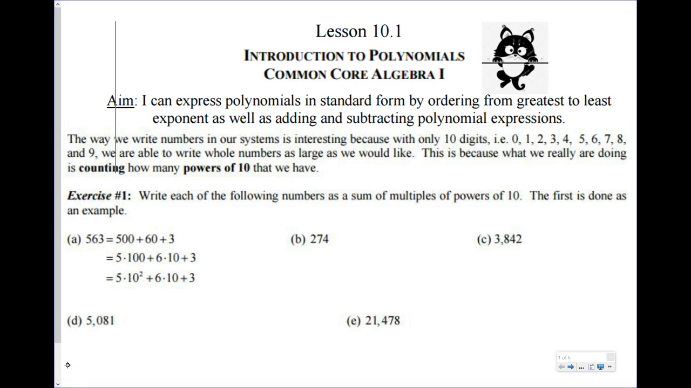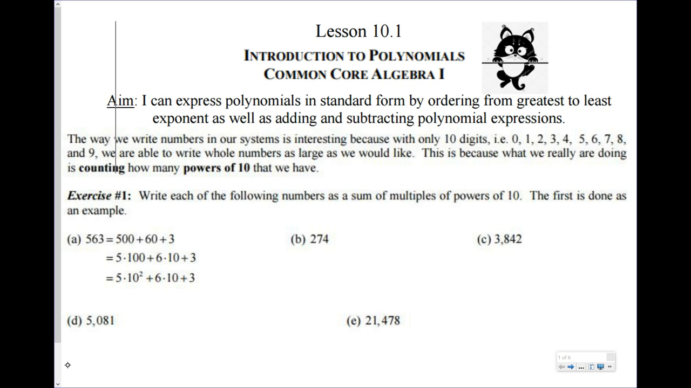All right, welcome to Unit 10, everyone. Unit 10 is about polynomials. Polynomials we've worked with before. We're multiplying polynomials, adding polynomials. Well, this unit, we're only going to work with polynomials, okay? And polynomial expressions in particular and how to simplify them.